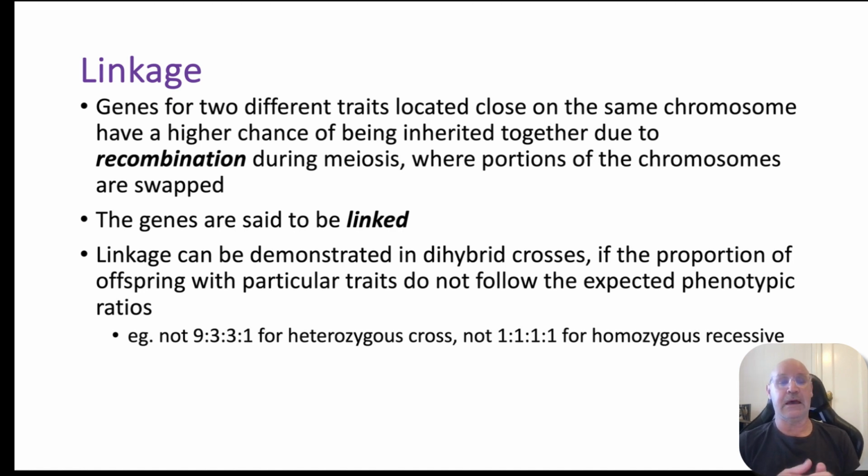We can have an idea that we've got linkage if the ratio of phenotypes that we actually calculate are different to the 9:3:3:1 or the 1:1:1:1 that we saw. The 1:1:1:1, which was the cross between the heterozygous and the homozygous.